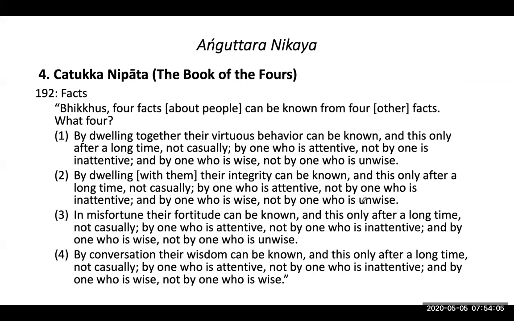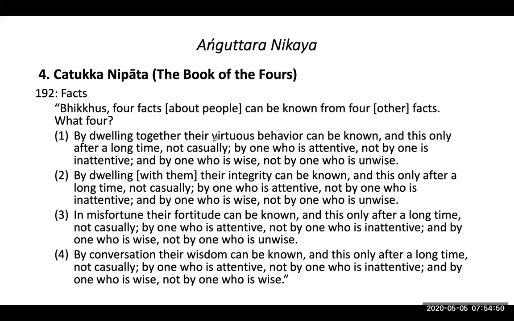The next one is the Book of the Fours, in Code number 192, Pigu. Four facts can be known from four other facts. What four? By dwelling together, a person's virtuous behavior can be known, and this only after a long time, not casually, by one who is attentive, not by one who is inattentive, and by one who is wise, not by one who is unwise. Also, in the same format, by dwelling together, their integrity can be known.